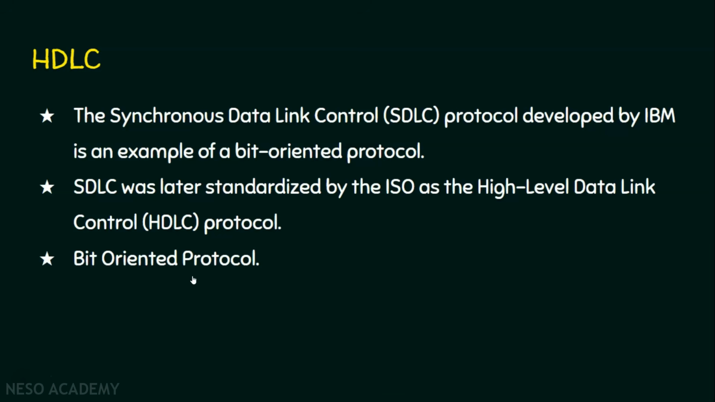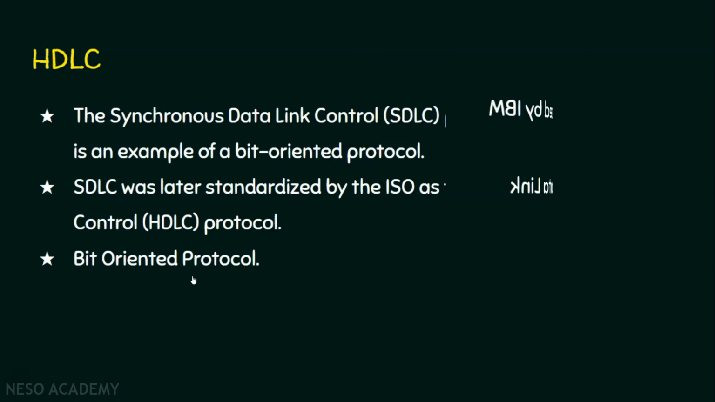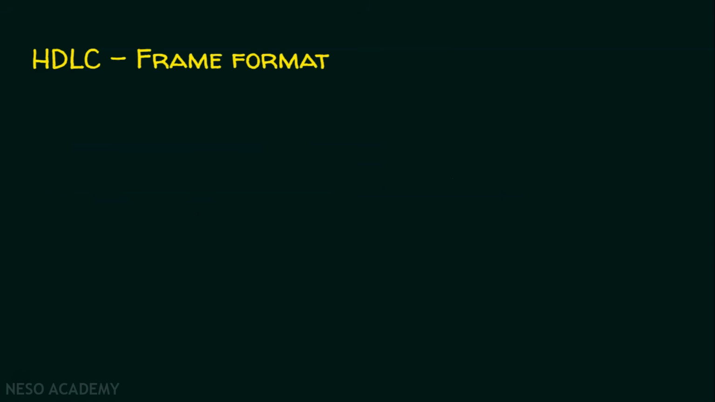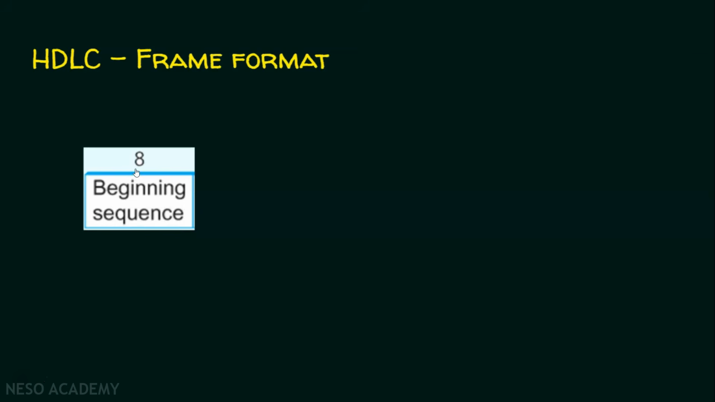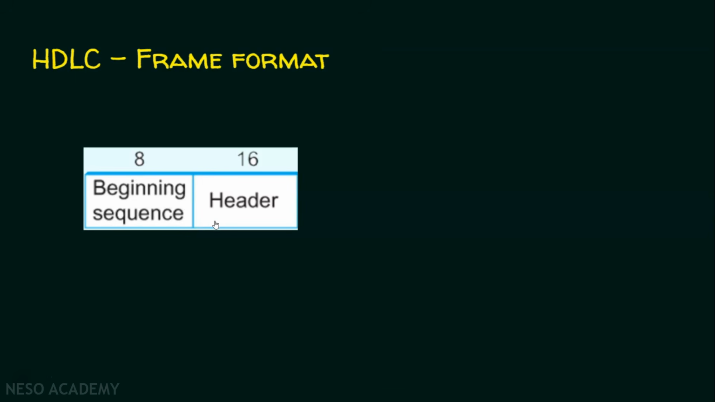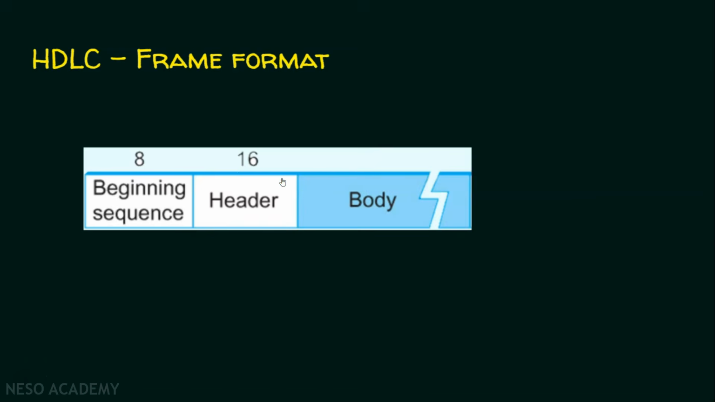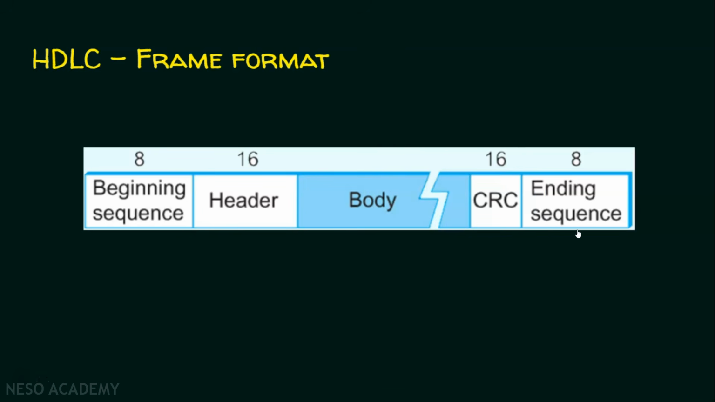Let's see what is the frame format of this HDLC protocol. The frame format includes: the starting will be the beginning sequence with 8 bits, and then comes the header, which is of 16 bits, and then comes the body, which is a variable length body. We can't define the size of this body because whatever we receive from the network layer, that information only will be there in the body. And then comes the CRC, which is cyclic redundancy check, which is of 16 bits, and finally the ending sequence. If you note here, the beginning sequence and the ending sequence in HDLC protocol are the same.